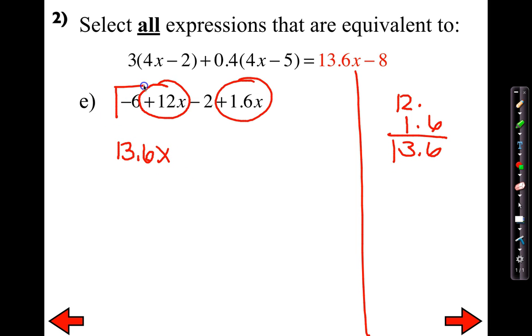Now I'm going to go ahead and combine a negative 6 with a negative 2. If it helps, you can add the opposite to kind of see they're just negatives. So that's going to be a plus negative 8, which is the same thing as 13 and 6/10 x minus 8. So are these equivalent? I would say yes, because they're identical, which means these two expressions are equivalent.